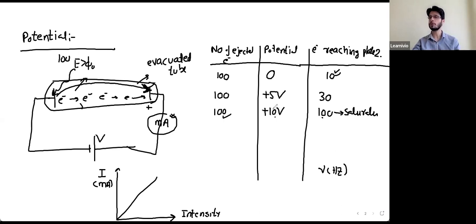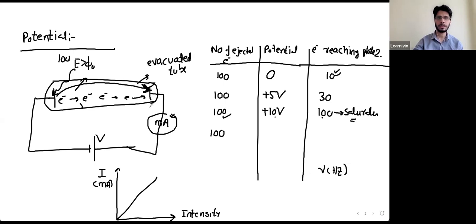If you apply a very high potential, then all electrons are reaching the plate. That means saturation happens. Your current is saturated now. On increasing potential, your current will not increase. But instead of positive potential, let's say 100 electrons get ejected. Here, instead of positive potential, you apply a negative potential.